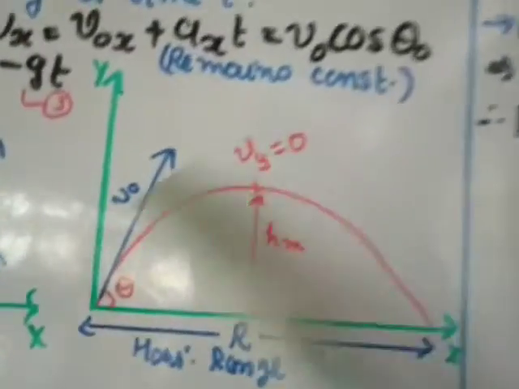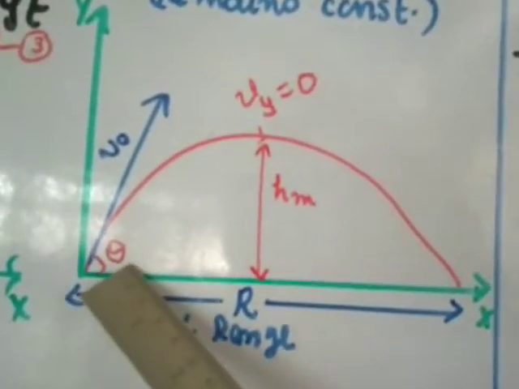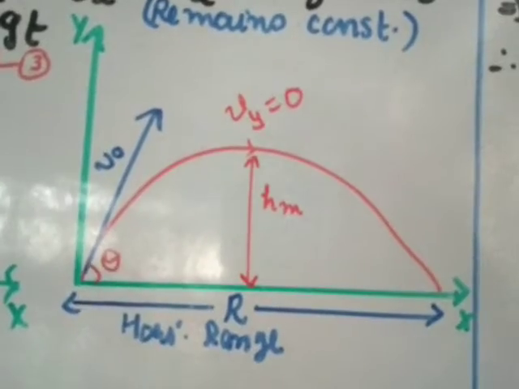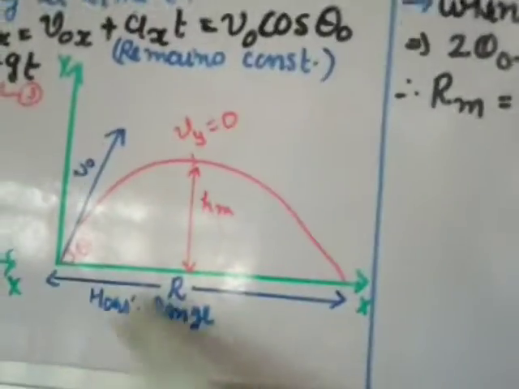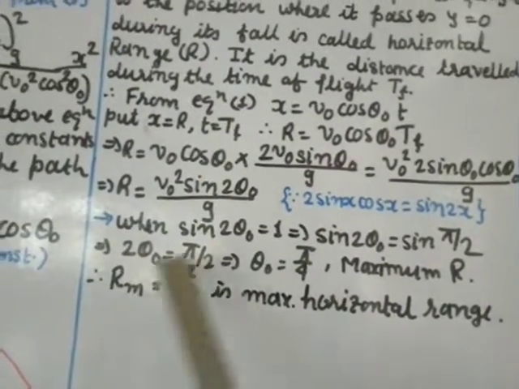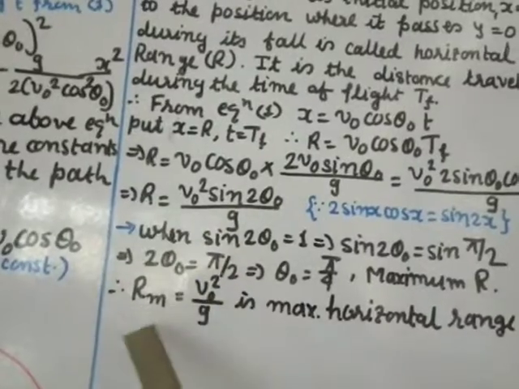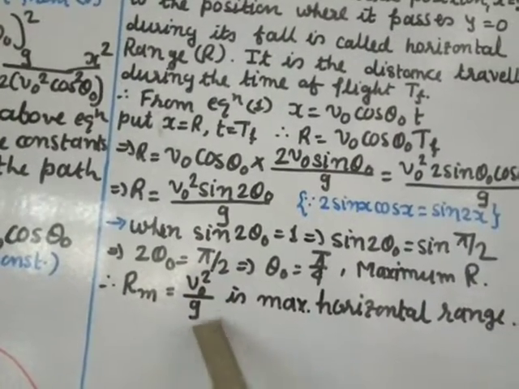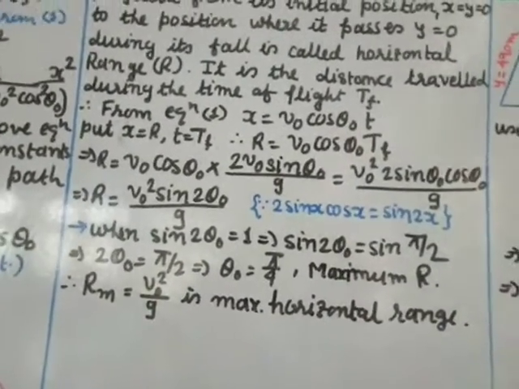So if you are throwing an object from here and the angle theta naught is, you take it as pi by 4, that is 45 degrees, then you will get the range, this horizontal range, as a maximum. So maximum R, that means R_m, is equal to, this value is 1, so you get R maximum v naught square by g as the maximum horizontal range.